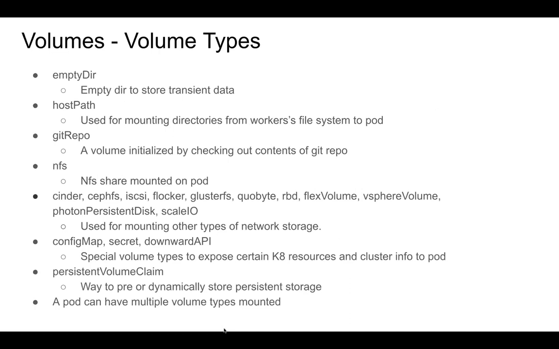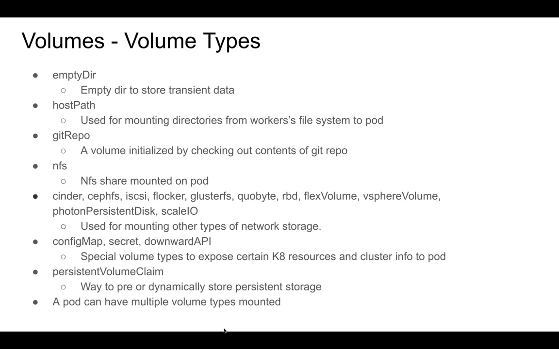So that is some information about volumes, and we have various volume types. These are the types I'm showing on the slide. You have emptyDir, an empty directory, to store some transient data, and we'll see one use case of this with an example. Then hostPath. This is used for mounting directories from the worker's file system into the pod, like we do in Docker also. If you're using only Docker, you can mount the host path as well.